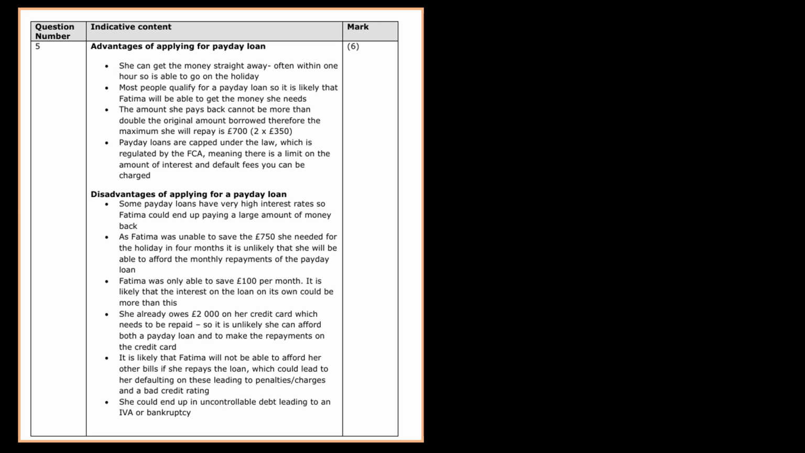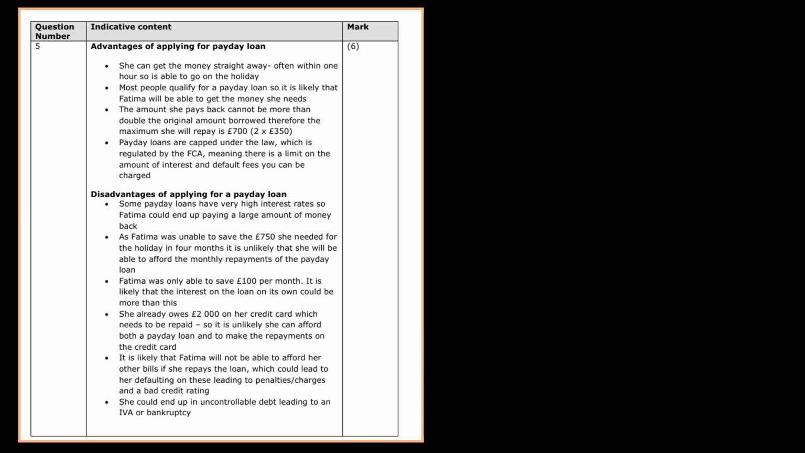Most people qualify for a payday loan, so it's likely that Fatima will be able to get the money that she needs. That is also true. Sort of slightly different lending criteria with payday loans, and so that could have been an answer as well. The amount she pays back cannot be more than double the original amount borrowed. Therefore, the maximum she will repay is £700, which is still a hell of a lot of money.